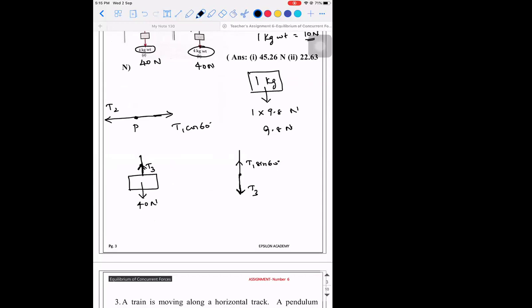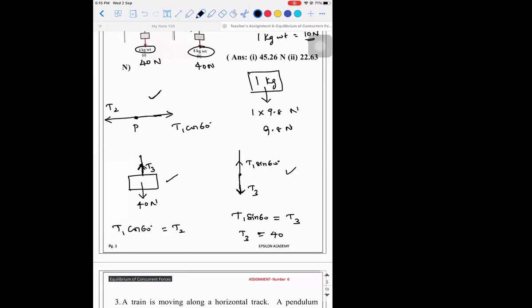Now tell me, all the forces are balanced. If I write the relation for this, then what will it be? It will be T1 cos 60 is equal to T2. Similarly here, T1 sin 60 is equal to T3. And T3 from this is equal to 40. Solve and tell me what is the answer.